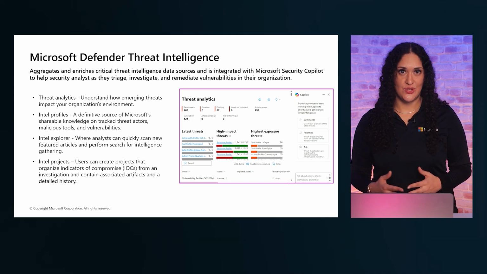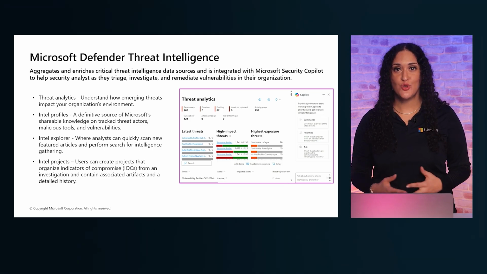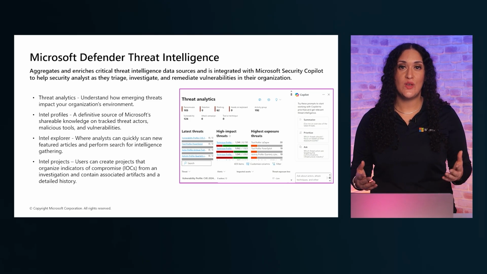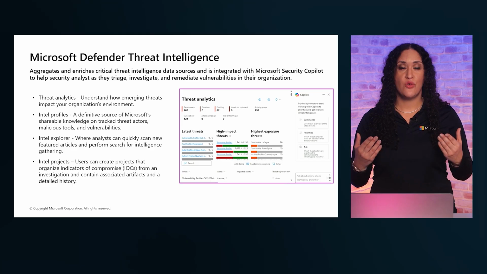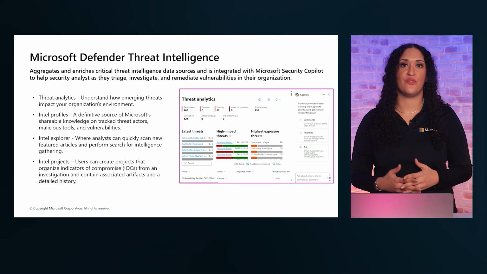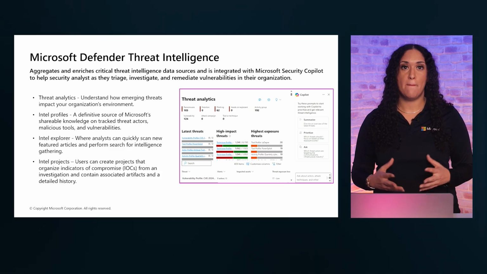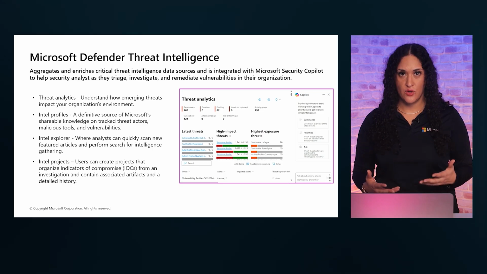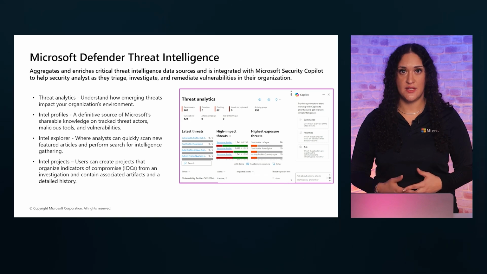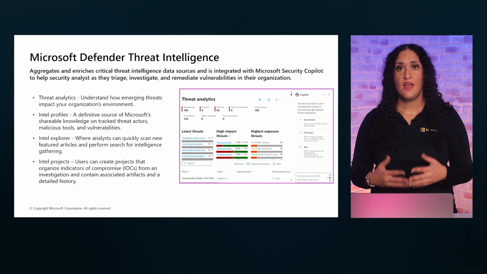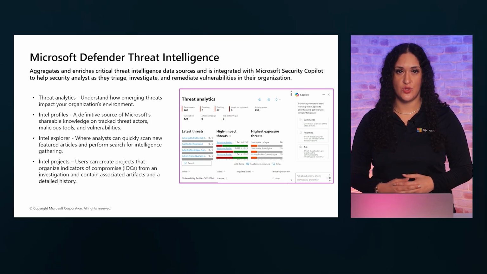Microsoft Defender Threat Intelligence addresses these challenges by bringing together global threat data and enriching it with Microsoft expertise so security teams understand which threats matter most. It aggregates multiple intelligence sources and presents them through tools like Threat Analytics, Intel Profiles, and Intel Explorer. Analysts can quickly review emerging threats, see how they impact their organization, and explore detailed profiles on threat actors, tools, and vulnerabilities all in one place. This helps us move from raw data to meaningful insight without manual correlation.